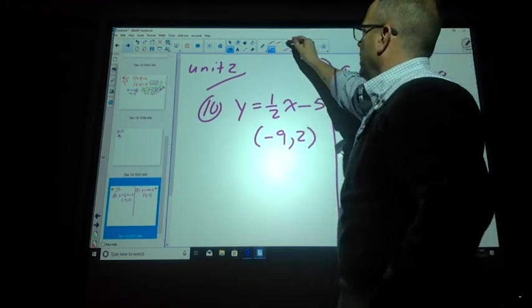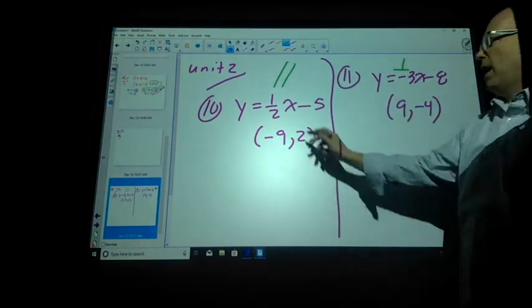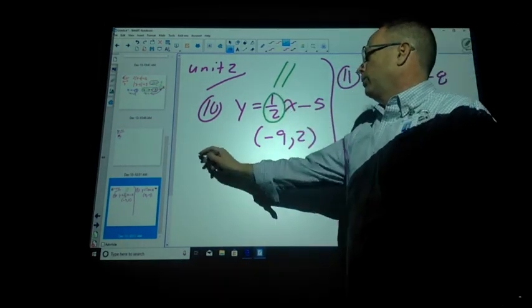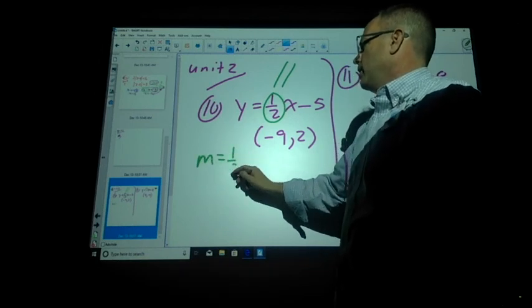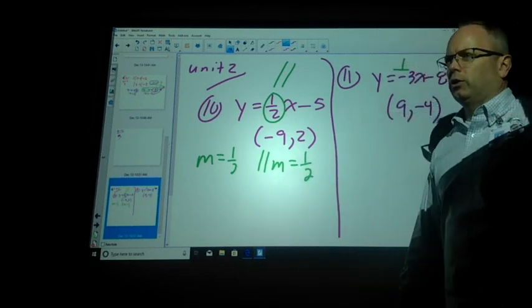So number 10. This one's for parallel. Number 11, they want for perpendicular. So first thing I have to identify is the slope. So I have a slope that's equal to 1/2. The parallel slope is also 1/2. Is that okay so far?